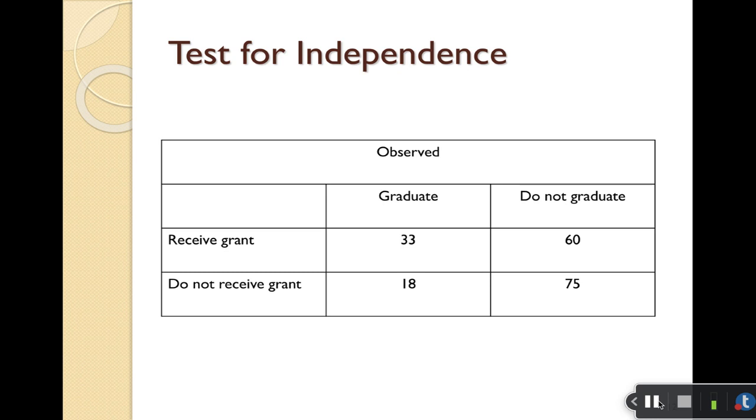So you can see here, this table is broken down. We have our observed data. We had 33 students who received a grant and went on to graduate, 18 students who did not receive a grant but went on to graduate. And then we have 60 students who got the grant and ended up not finishing, and 75 who did not receive the grant and also did not graduate. So you can see setting it up in a table like this helps us keep straight which columns, which variables we're working with. So these are our observed frequencies.